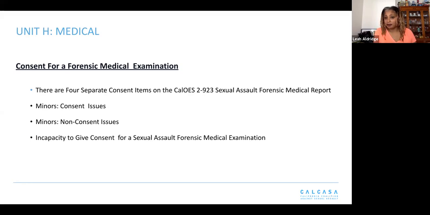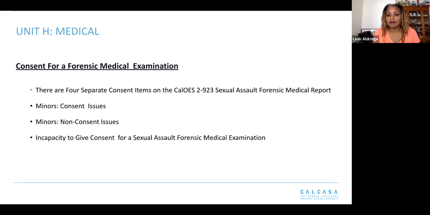Your advocates are going to probably need to be able to distinguish between the forms for the advocates and for the survivors, and let them know that this is pro forma, this is what you're consenting to, and so on.